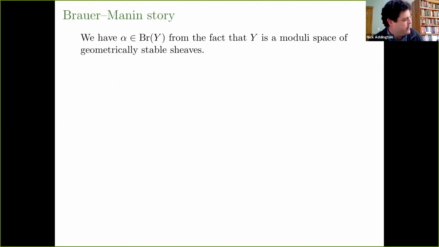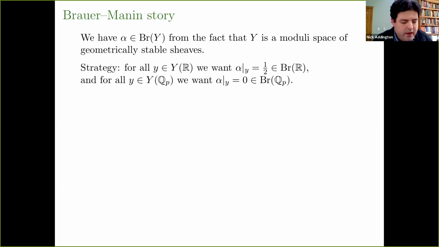Right, so remember we had this Brauer class alpha coming from the fact that Y is a moduli space of geometrically stable sheaves, and there are no semi-stable sheaves in the picture yet. And the general Brauer-Manin strategy is for every real point of Y, you want to take alpha and evaluate it at that point and get the non-trivial element of the Brauer group of R. And then at every Q_p point, you want to evaluate it and get zero. So that's what we're hoping will happen.